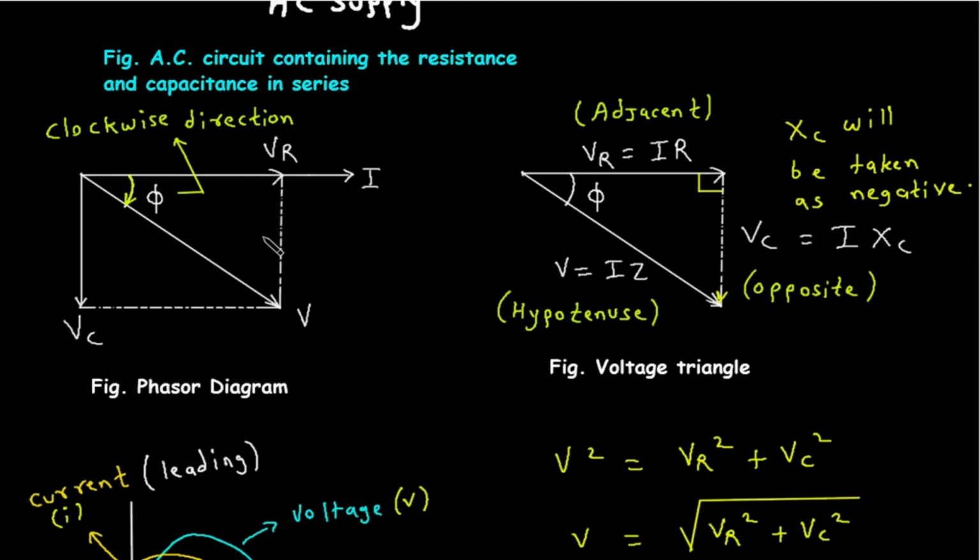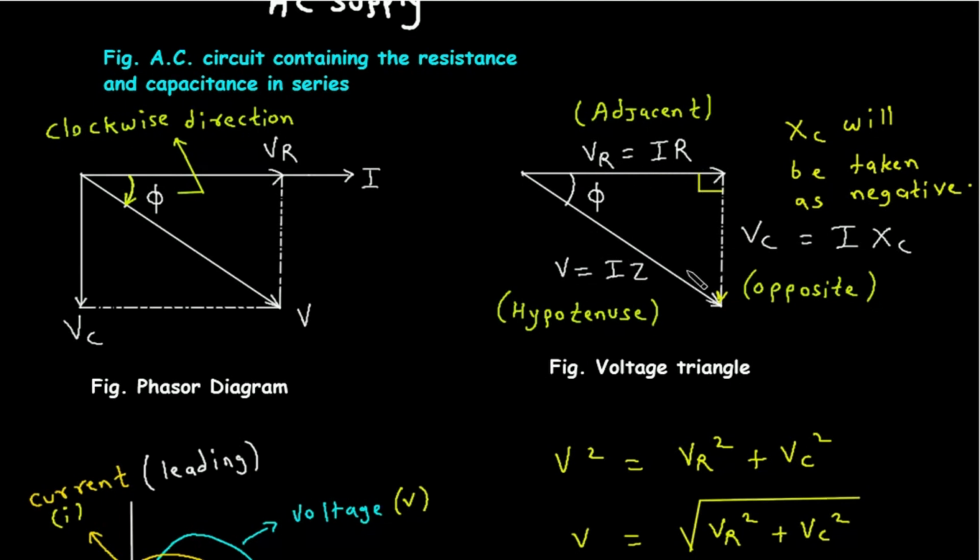Now from this phasor diagram we can draw the voltage triangle. This line will be VC. Remaining as it is, this is V. So V is equal to IZ. This will be VC. VC is equal to I into XC. And this is VR. So VR as it is, VR is equal to I into R.